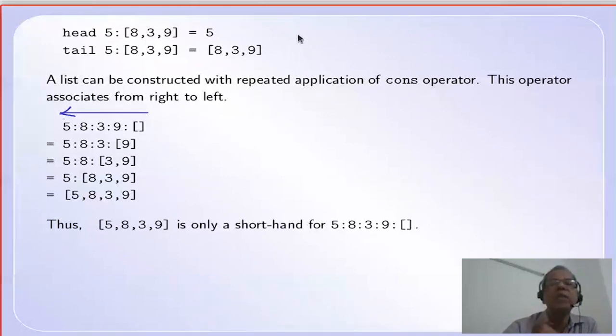Also, look at this complementary nature. 5 prepend 8, 3, 9. If you take the head, it is simply 5. If you take the tail, it is simply 8, 3, 9. So I said head and tail are complementary operations to prepend. This is just a very brief introduction to lists. In Python, since we don't have prepend, suppose you want to prepend 8, 3, 9. How do you do that in Python?